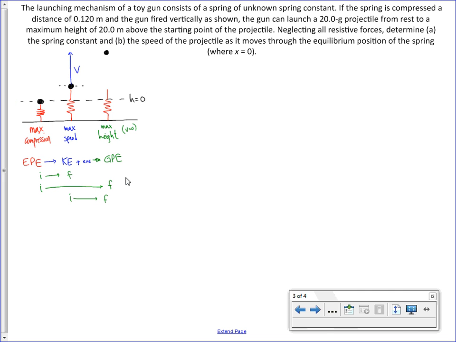Okay, part A, determine the spring constant. Well, to me, what that means is we're definitely going to use this part. That's the only part where the spring's doing anything. And let's see, what do we know? Here's what we know: maximum height of 20 meters above the starting point. So what that says to me is, let's go here to here. I'll call this for A, initial to final. We don't know what that speed is in the middle, so there's no way to talk about that middle part.